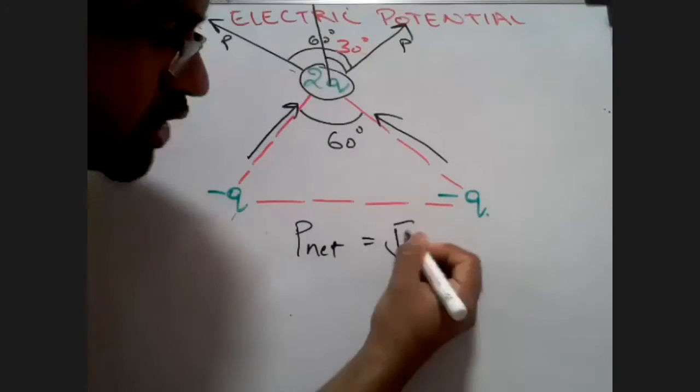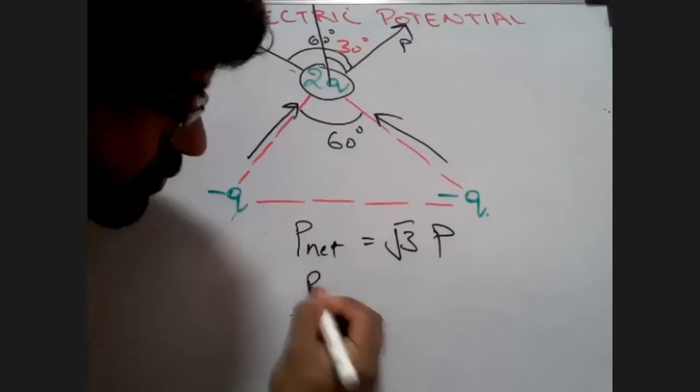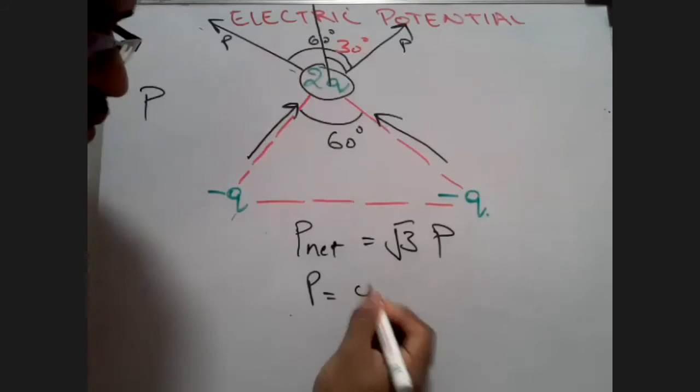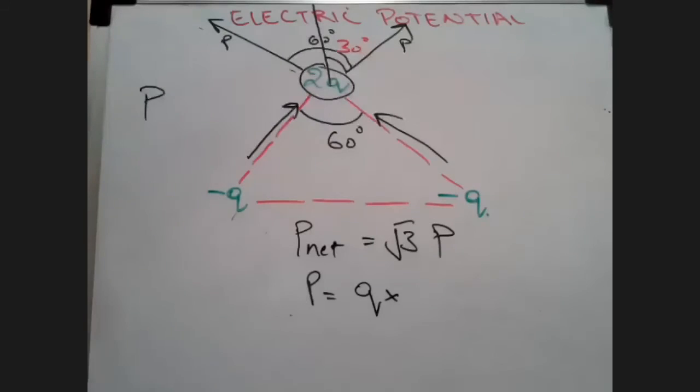Is equal to root 3 into p. And what is p equal to? Q into 2a, so 2aQ. Q into what? 2a. Look here.